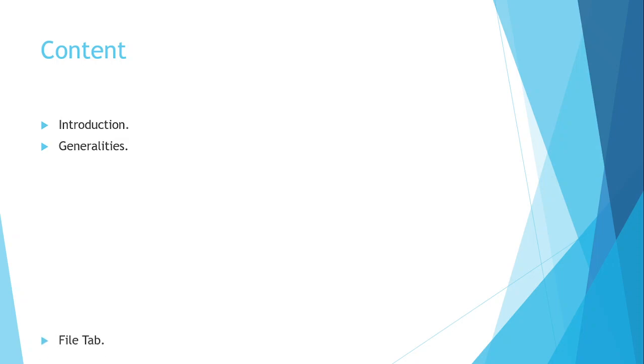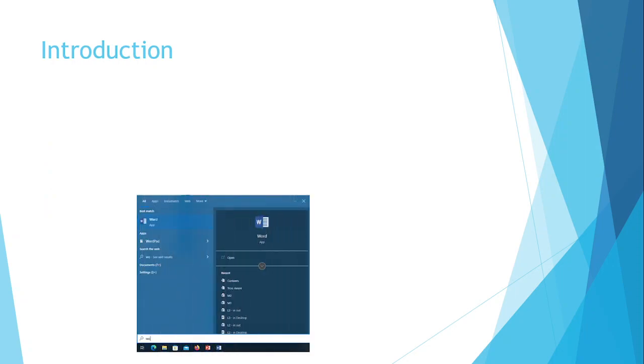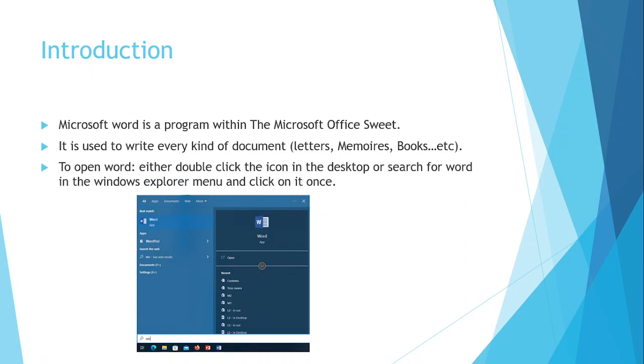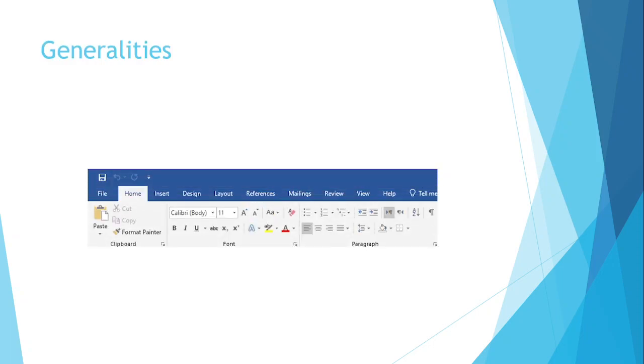We have an introduction, then some general stuff, the file tab, the insert tab, the layout tab, the references tab, okay? Introduction. Microsoft Word is a program within Microsoft Office Suite. It is used to write every kind of document, letters, memoirs, books, etc. To open Word, you either double-click on the icon on the desktop or search for Word in the Windows Explorer menu and click on it once. Same thing with Excel and PowerPoint.